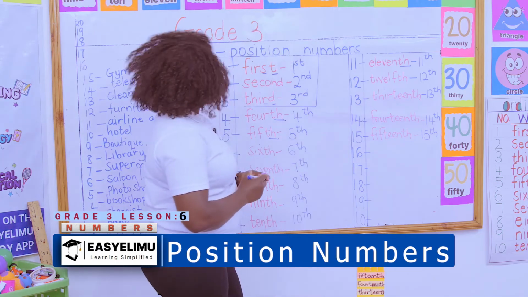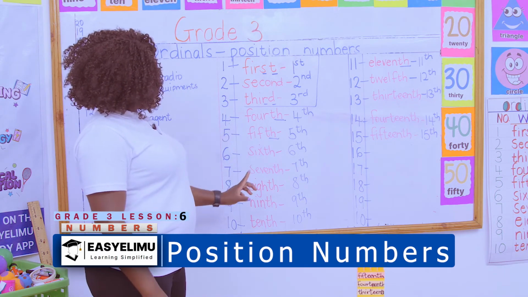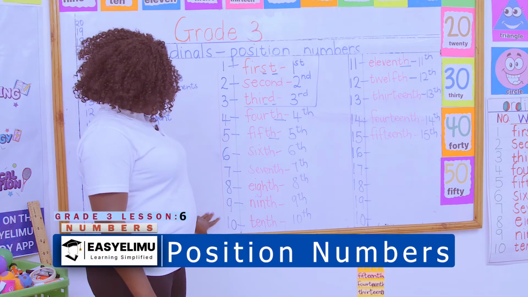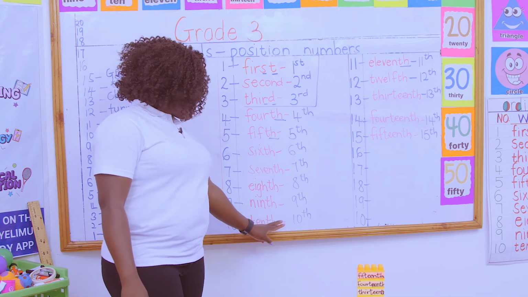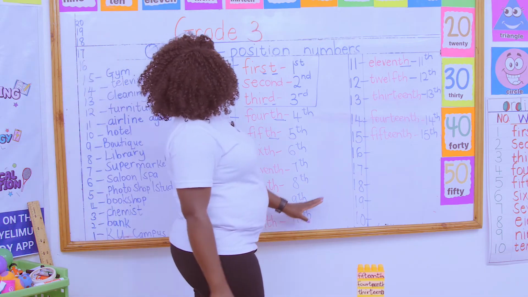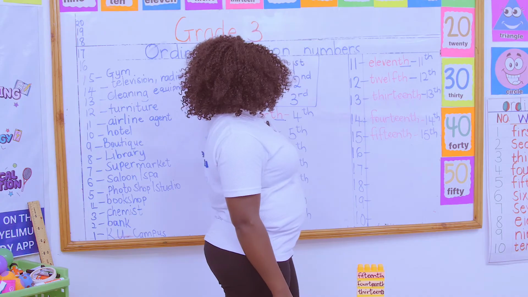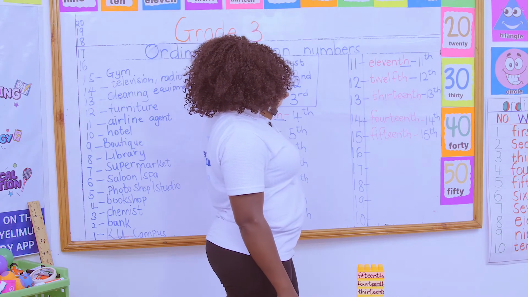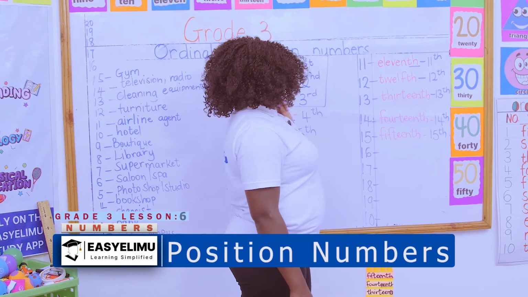Wow. So we have realized that from number 4 to number 15, it is still the same thing. The last 2 letters are TH, TH, TH. You add TH to the original number. Those are the only numbers that do not change. Look at first: first and the number looks different. Second and the number looks different. Third and the word looks different.